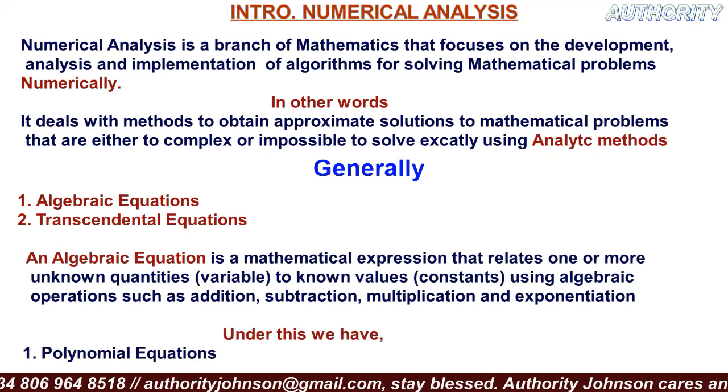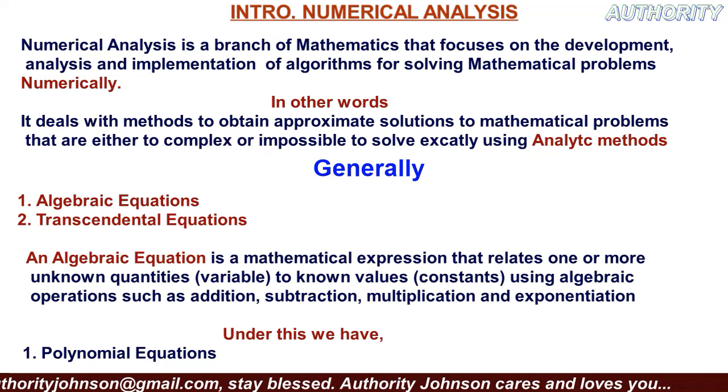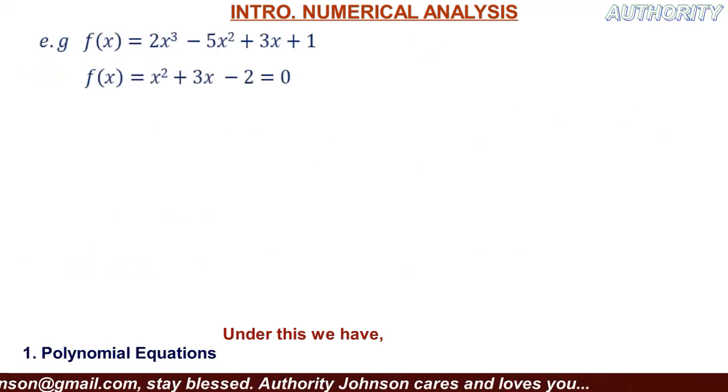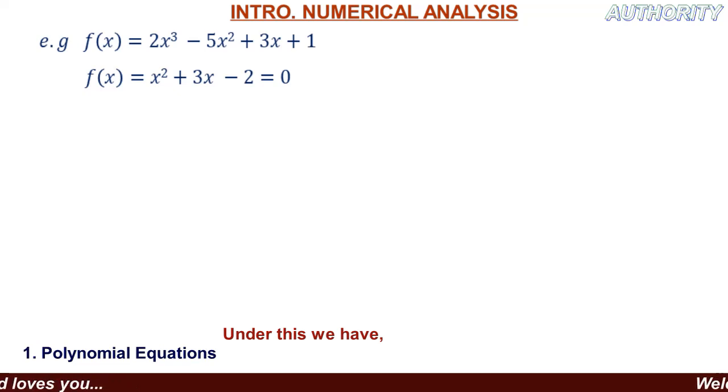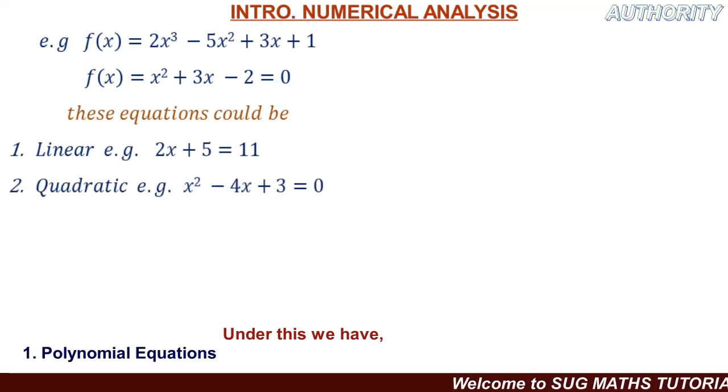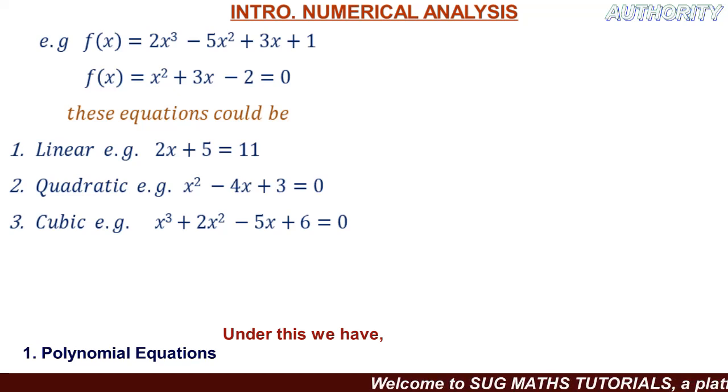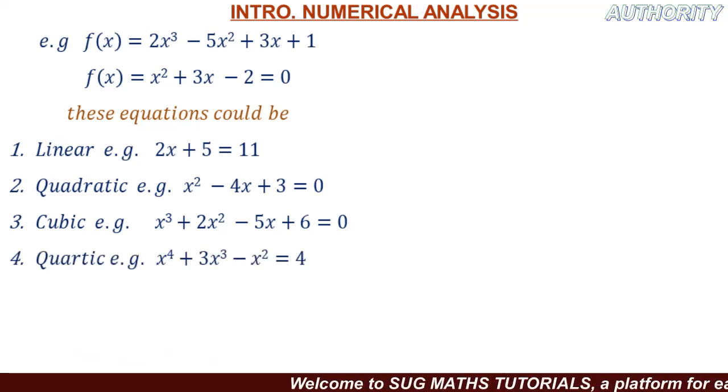Now, under this, we have polynomial equations. I'm very sure you know what we mean by polynomial equation. Example, you can have something like f of x is equal to 2x cubed minus 5x squared plus 3x plus 1. And the next one, you can also have something like f of x is equal to x squared plus 3x minus 2 equal to 0. These are examples of polynomial equations. Depending on the power or the degree, if the degree is 1, we have linear. If it is 2, we have quadratic. 3, we have cubic, and then 4, quartic, as the case may be.